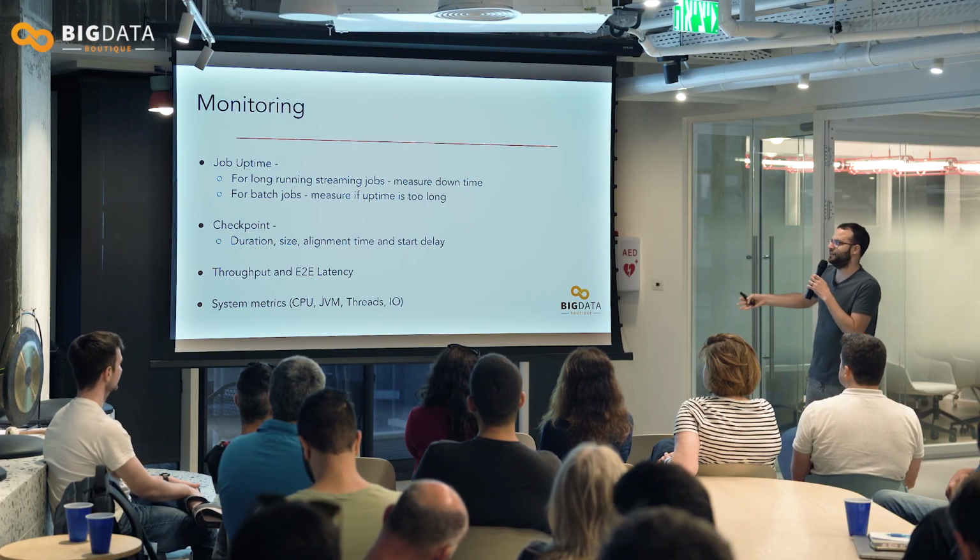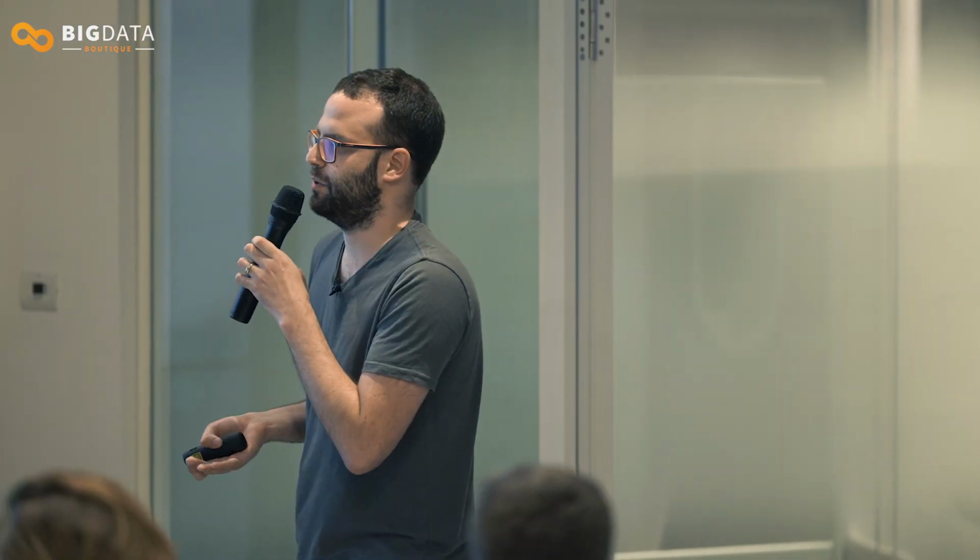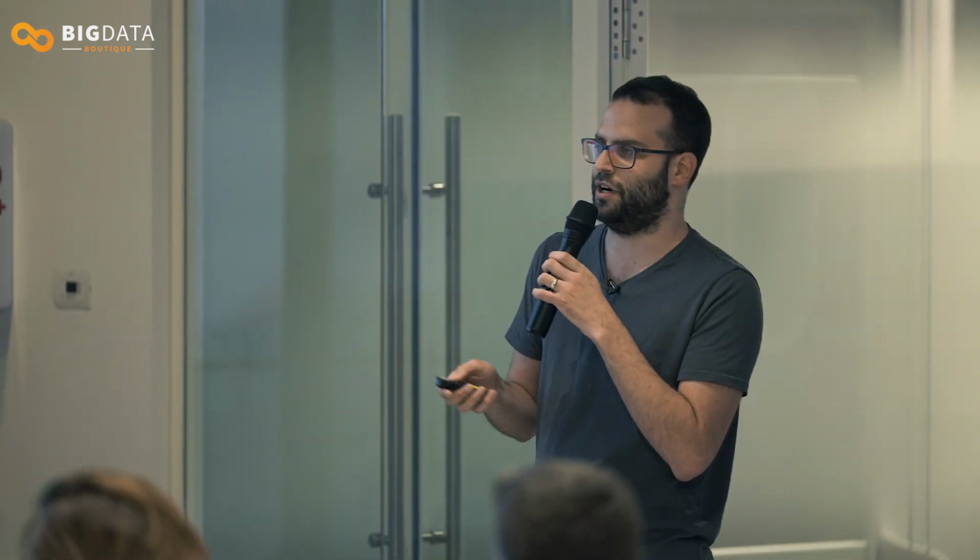Beyond that, you always want to measure throughput and end-to-end latency, so you want to make sure that your number of records and your processing times are correct. And as usual for any kind of computing system, we want to make sure that our system metrics are aligned: CPU, all the JVM memory, whether it's on heap, off heap, or whatever, threads, I/O. We just want to make sure that we have resources if we need them, and we're not starving our system.